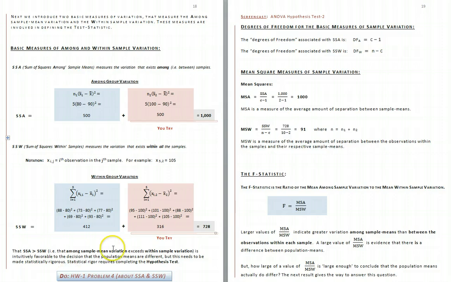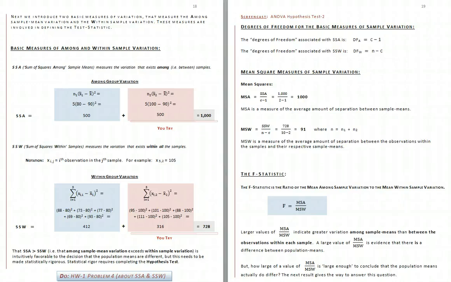Recall, the letter C generally indicates the number of populations involved in the hypothesis test. In our problem, C is the number of stores, that is, C is 2. The letter N represents the total number of observations in all samples. In our problem, N equals the total number of cash register receipts from both stores, that is, N is 10.